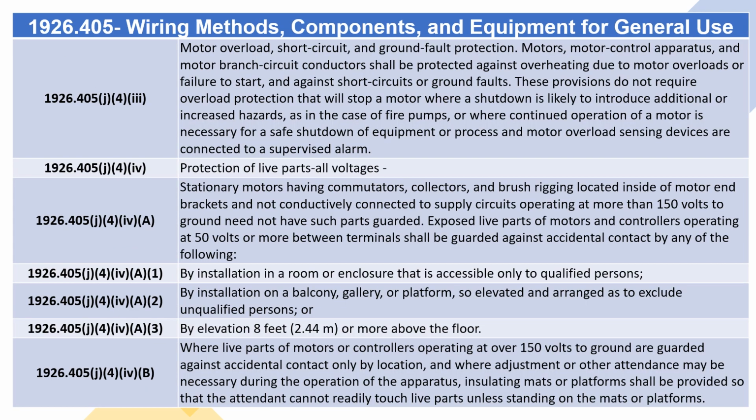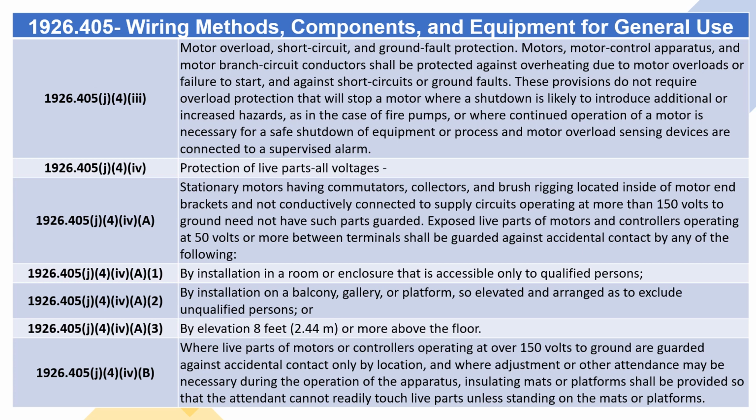1926.405 J4 3. Motor overload, short circuit, and ground fault protection. Motors, motor control apparatus, and motor branch circuit conductors shall be protected against overheating due to motor overloads or failure to start, and against short circuits or ground faults. These provisions do not require overload protection that will stop a motor where a shutdown is likely to introduce additional or increased hazards, as in the case of fire pumps, or where continued operation of a motor is necessary for a safe shutdown of equipment or process, and motor overload sensing devices are connected to a supervised alarm.